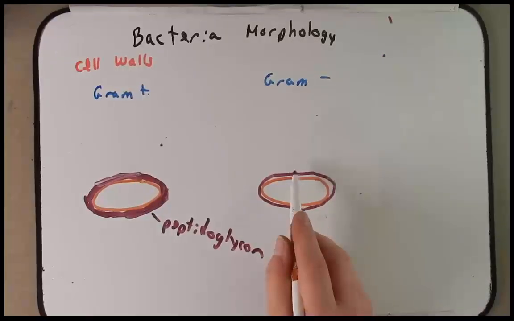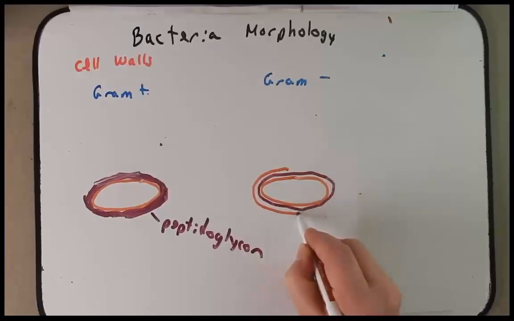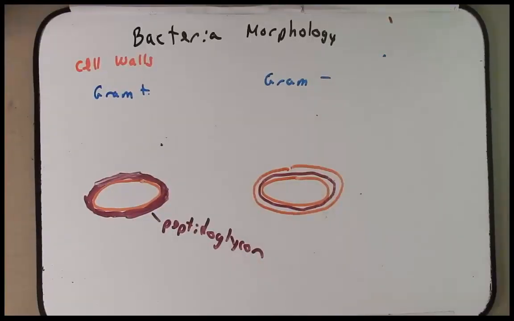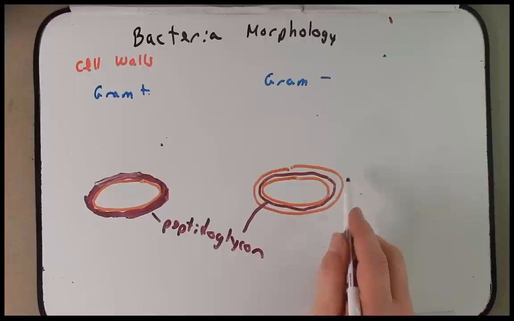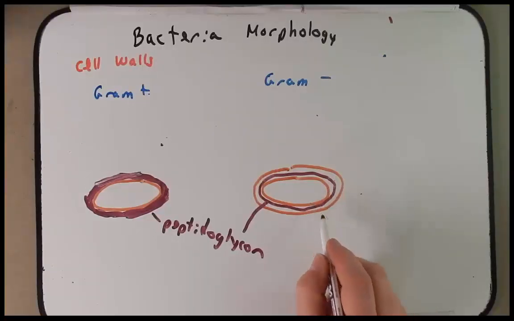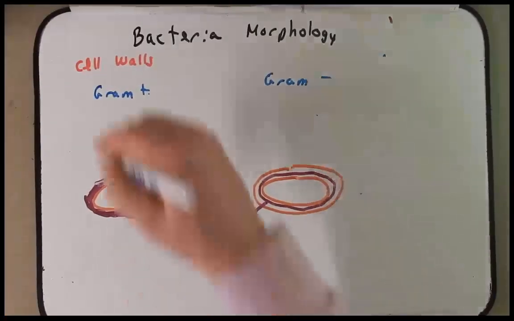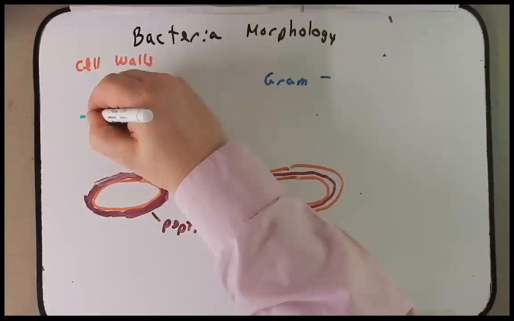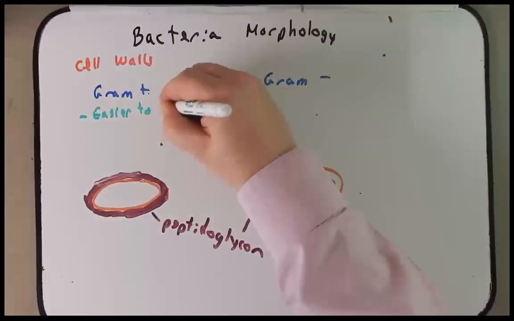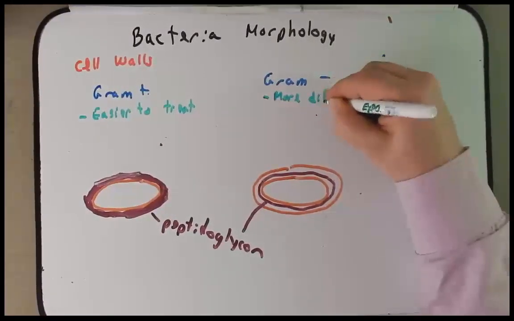Now in addition, the gram-negative bacterium will have an additional cell wall around it, kind of creating a peptidoglycan sandwich here, where the peptidoglycan, this purple layer here, is sandwiched in between two different plasma membranes, an inner membrane and an outer membrane. Now on a previous podcast we talked about how gram-positive bacteria were typically easier to treat, and gram-negative bacteria were more difficult to treat.